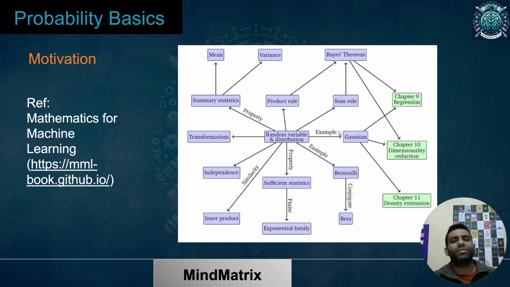The arrows are representing that, and we'll get to know more about the terms later when we study machine learning. I hope the basic point is clear, that probability is important over here. Just to give you three examples of where it is used: regression, dimensionality reduction, and density estimation.